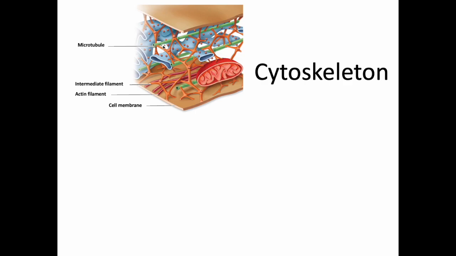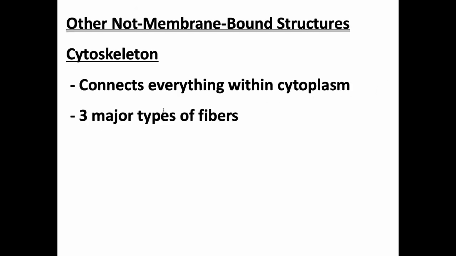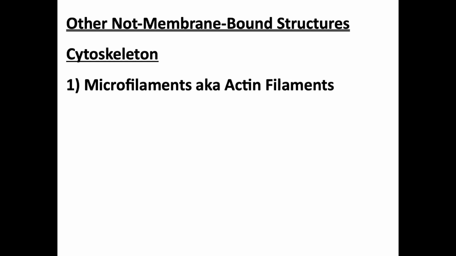These fibers, these cytoskeleton structures, some that are drawn orange here, some that are drawn green here, they connect everything to everything else. So everything in the cytoplasm is connected to everything beside it through this complex system called the cytoskeleton. It connects everything within the cytoplasm of a cell, and there are three major types of fibers. So once again, we'll number these and count to three. The three different components of the cytoskeleton include, number one, microfilaments, also known as actin filaments.